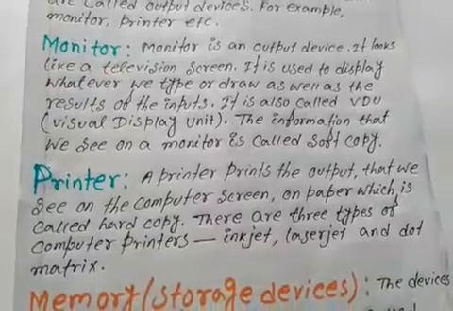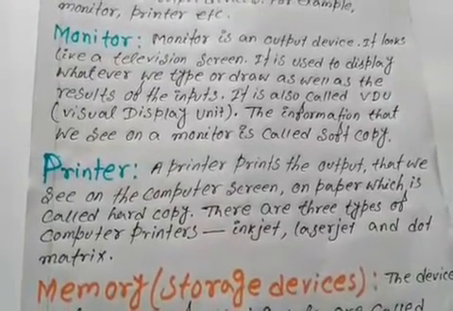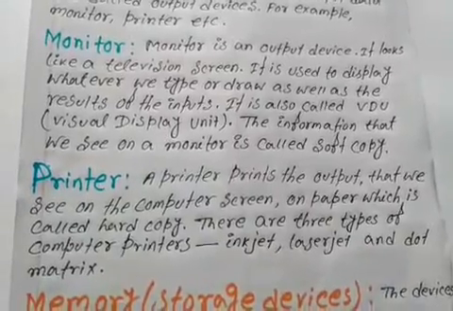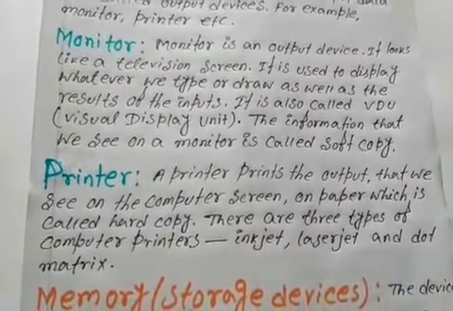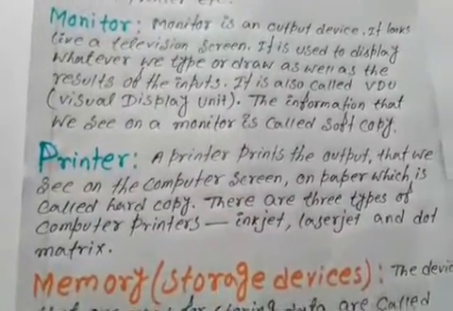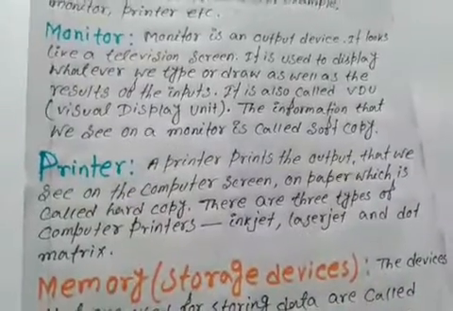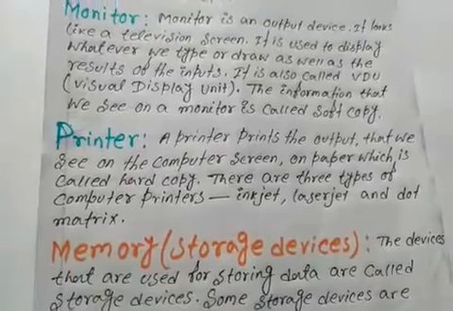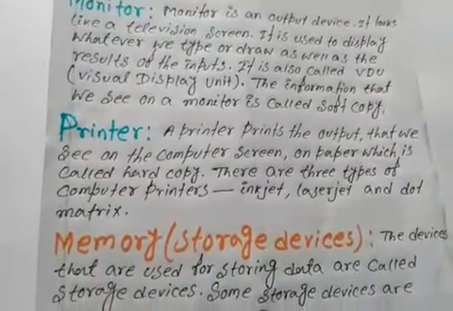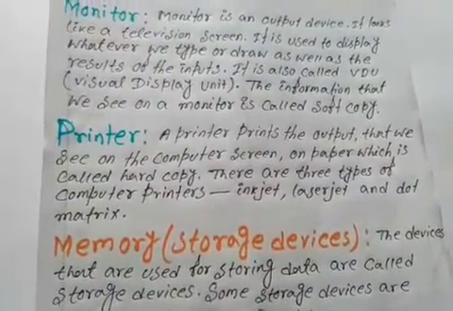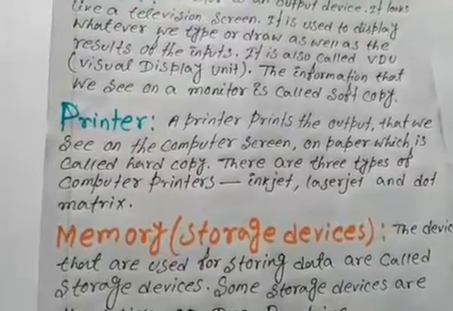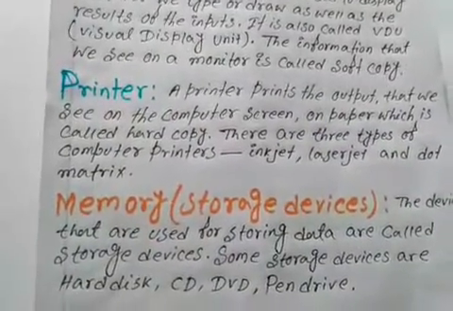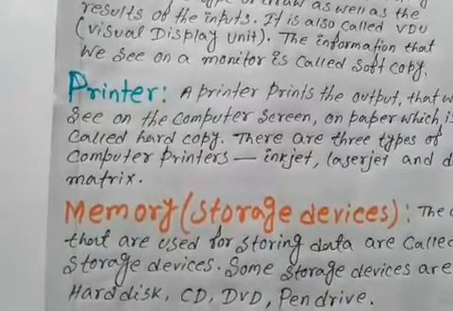It is also called video display. VDU stands for Visual Display Unit. The information that we see on a monitor is called soft copy. Then printer. A printer prints the output that we see on the computer screen on paper, which is called hard copy. There are three types of computer printers: inkjet printer, laser jet printer, and dot matrix printer.